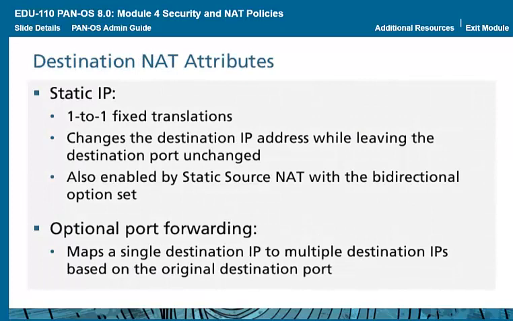Destination NAT provides the administrator options for provisioning public access to servers and services within their network. Destination NAT uses static IP mapping with optional port forwarding. Static IP is used for one-to-one translation of inbound traffic. Static IP allows you to change the destination IP address and, optionally, the port. When destination address translation is used to map a single public IP address to multiple private servers and services, destination ports can stay the same or be directed to different destination ports. Use static IP to change the destination IP address while leaving the destination port unchanged.